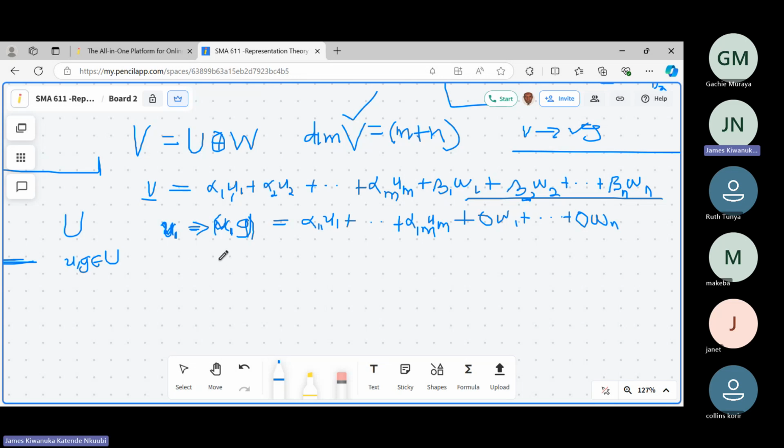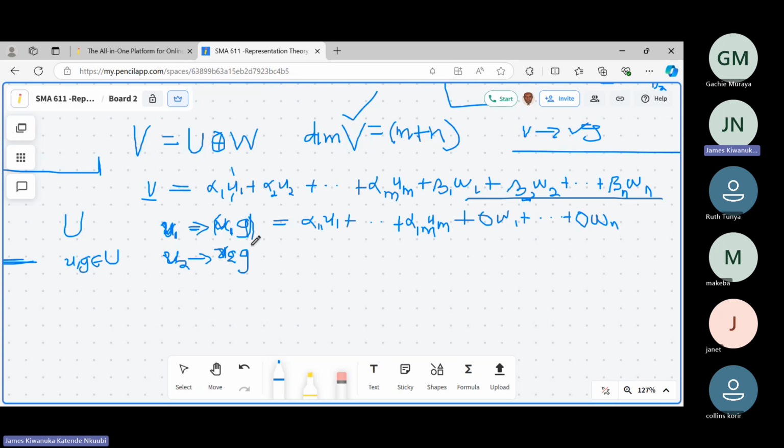Do the same for the next one. If you have V2, V2 will be sent to V2G. Not V, it's now U. U2 will be sent to U2G. We are picking the elements in the basis, U1 all the way up to Wn.